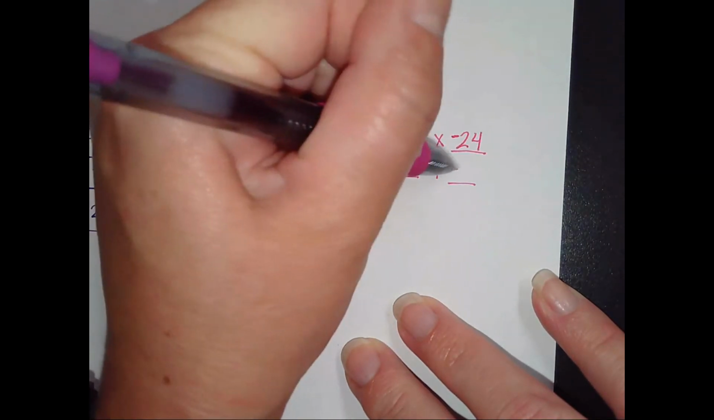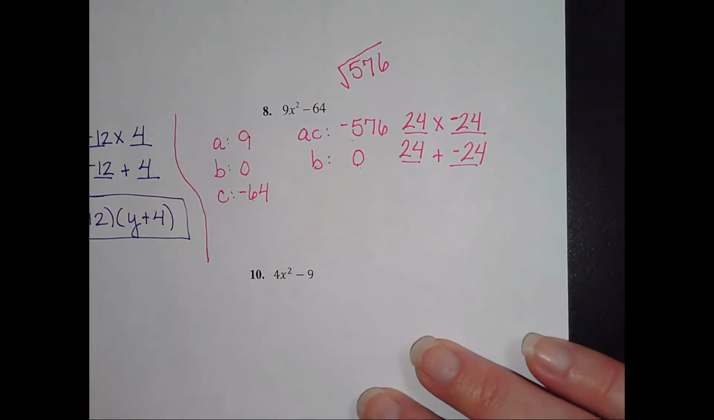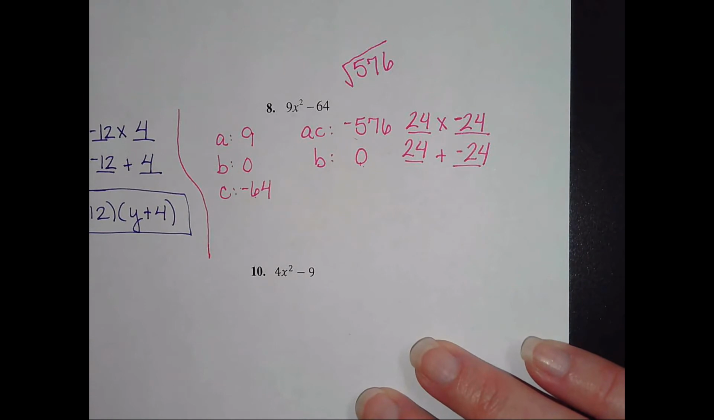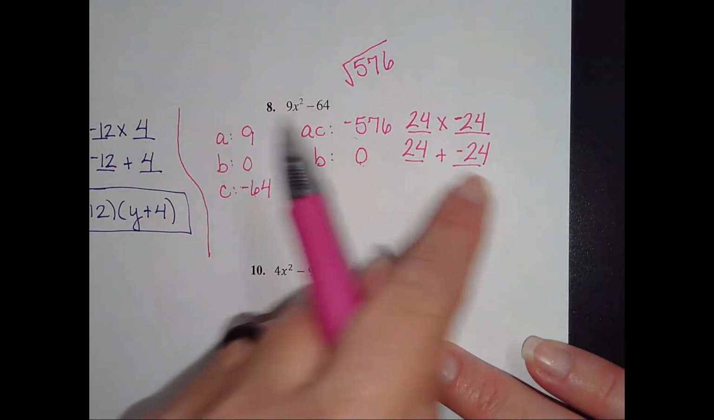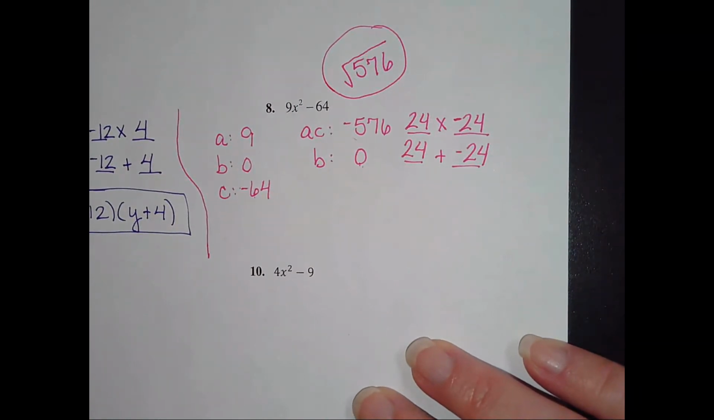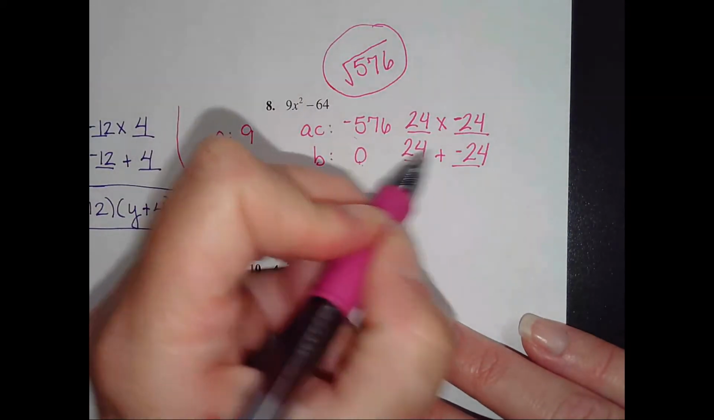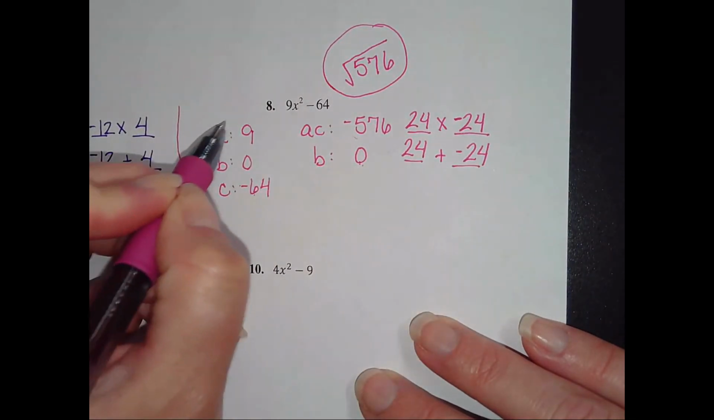Hey Siri, what's 24 times negative 24? It's negative 576. So now that you found these two numbers, this is the shortcut way to find them. Or you could sit there and divide and keep going that way, but this is definitely the shortcut way. Then once you find your two numbers, you head back over here.